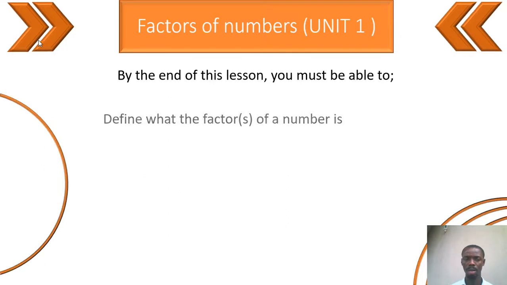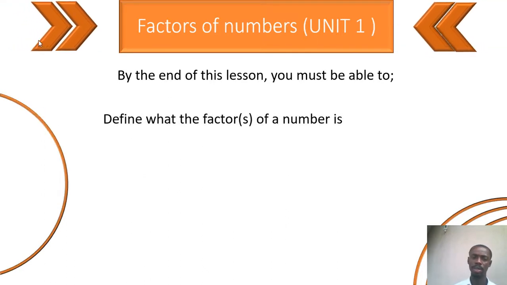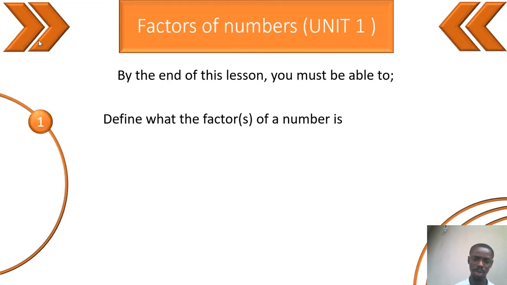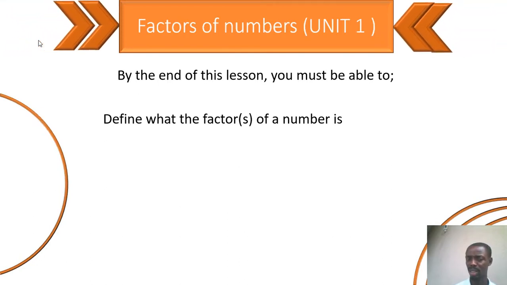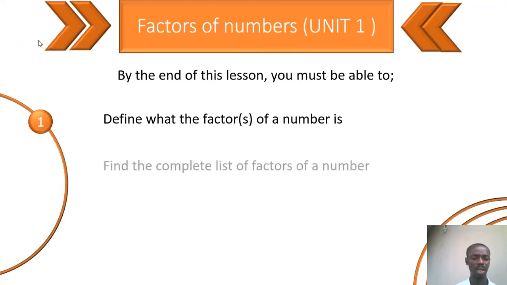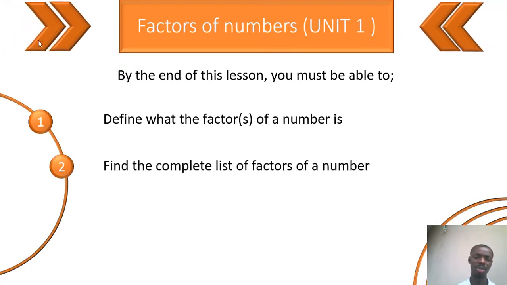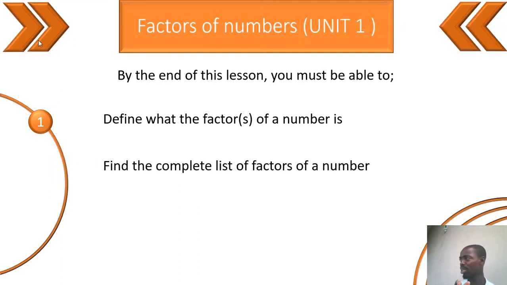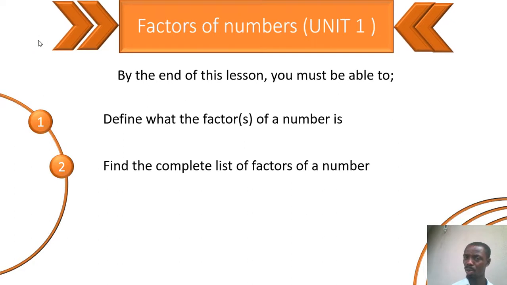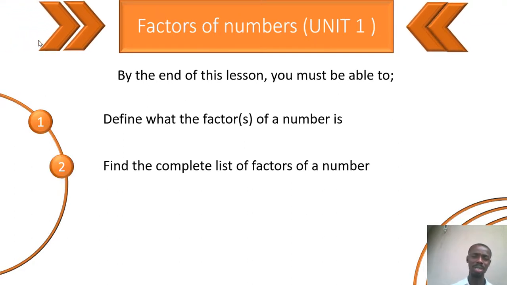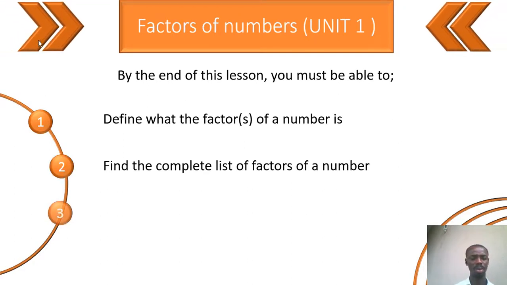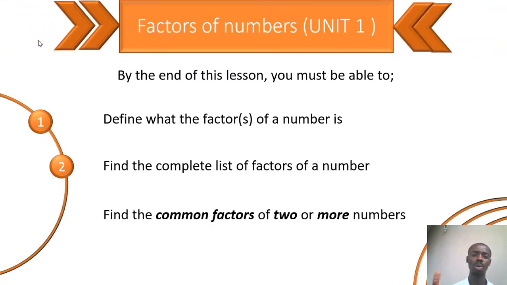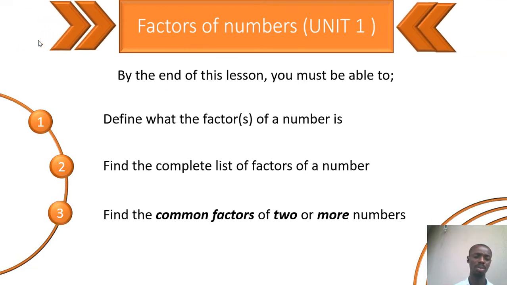Alright, for our unit 1, factors of numbers. By the end of the lesson, students are expected to define what the factor or the factors of a number is. So we'll look into that. And number 2, we'll find a complete list of factors of a number. There are techniques around finding a complete list, not just some, but a full list, not missing out any. The third one is to find common factors of 2 or more numbers.